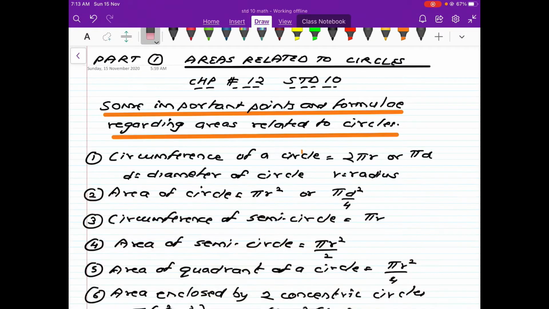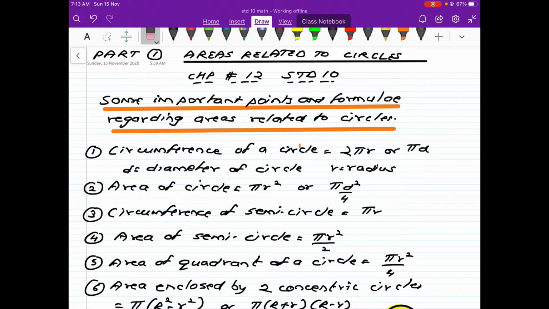This is part 1 of the chapter Areas Related to Circles. This is chapter 12 of standard 10th. Now before going for the main things, we will see some important formulae which are useful for this.